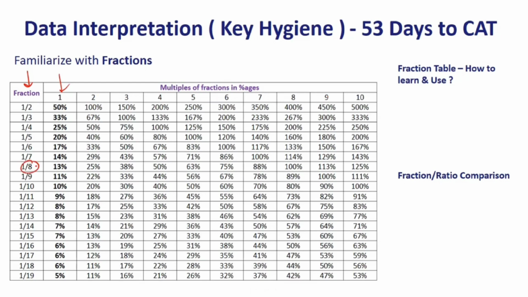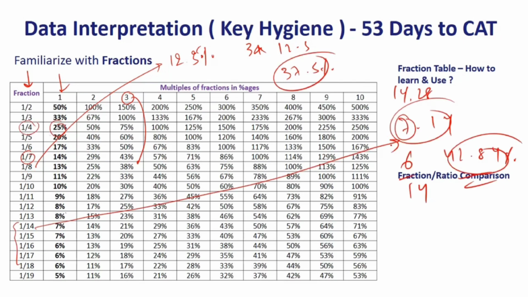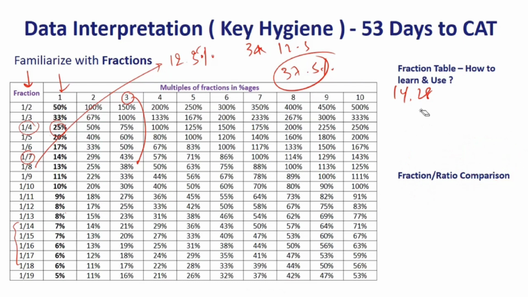For example, let's say 1 by 8 is, let's say, 12.5%. So then 3 by 8 is very simply 3 into 12.5%, which is 37.5%. So do learn the fraction table if you really want to be solving DI questions faster.